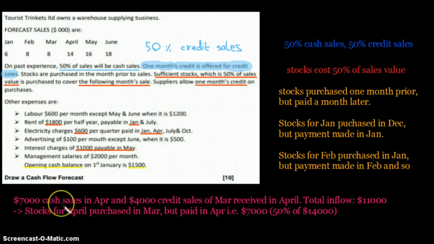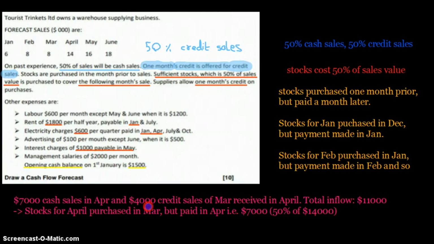7,000 is the cash sales in April. So let's just look at an example over here of what the cash sales will be. I've chosen 6 April as the example. 14,000 was the overall sales made, but 7,000 of that will be your cash sales, and the other 7,000 will be credit sales, which we will get in May. So we don't look at the other 7,000.